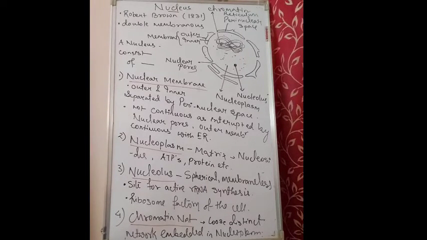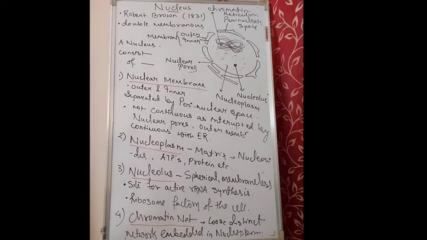Now, number 1, nuclear membrane. It is the outer double membranous structure which encloses the matrix, or the composition present inside the nucleus. As I told, it is double membranous, separated by perinuclear space, and the outer membrane is always continuous with endoplasmic reticulum. Now you can see on the board, I have drawn the membrane is not continuous, it is interrupted by some pores which are known as nuclear pores.